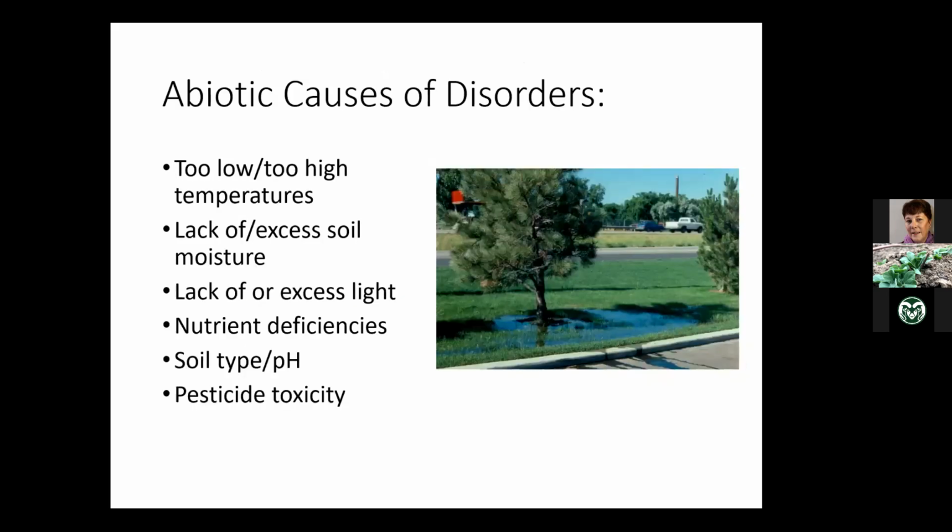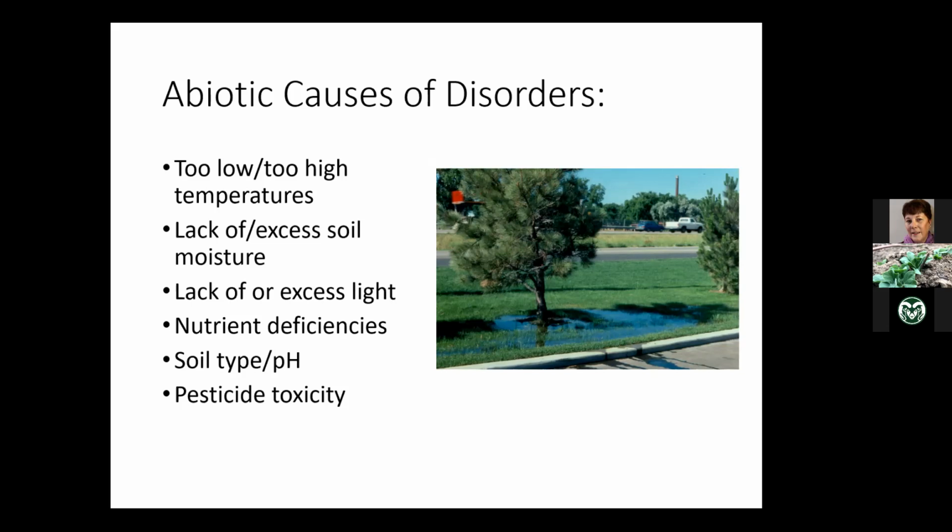So abiotic causes: too low or too high temperatures, too much or too little soil moisture, too much or too little light, nutrient deficiencies, soil type, pH, and pesticide toxicity, which we'll just briefly touch on. A lot of these are what we call cultural issues, as some of these things we can control, some we cannot. With too low or too high temperatures, if we're gardening outside, we don't have any control over Mother Nature. In a greenhouse we do, but not everybody has a greenhouse, right?